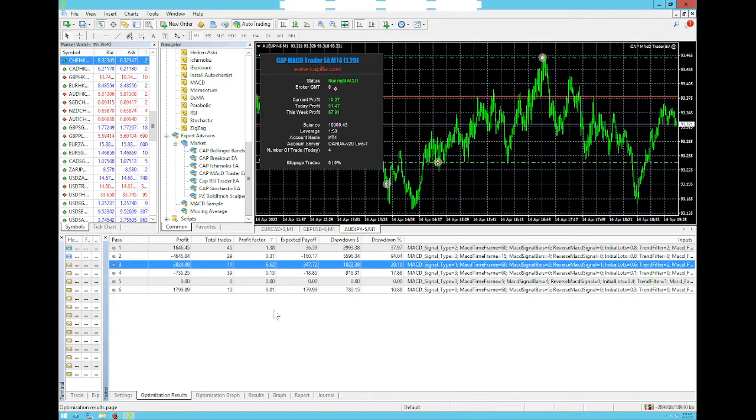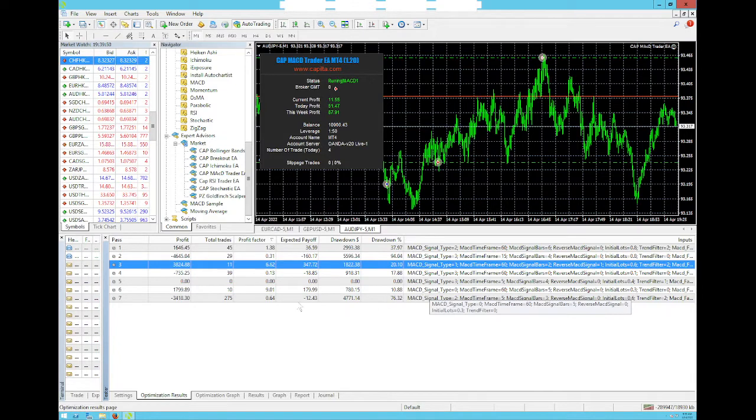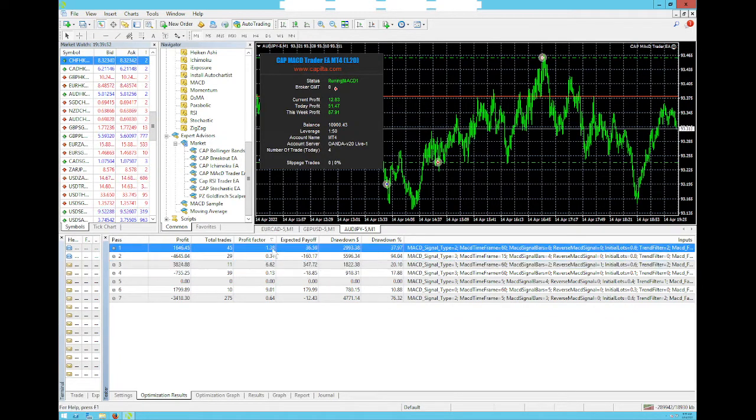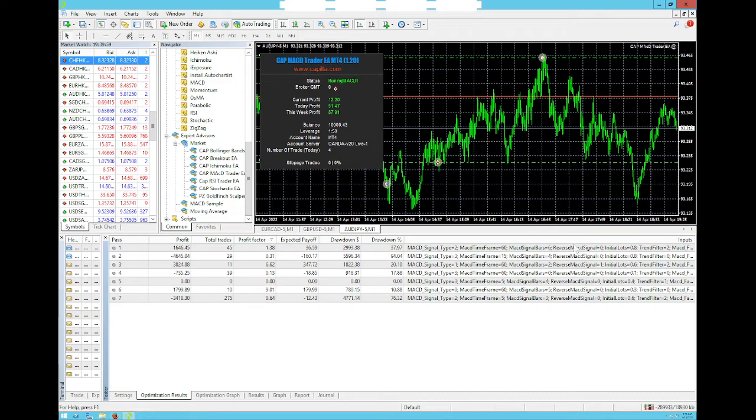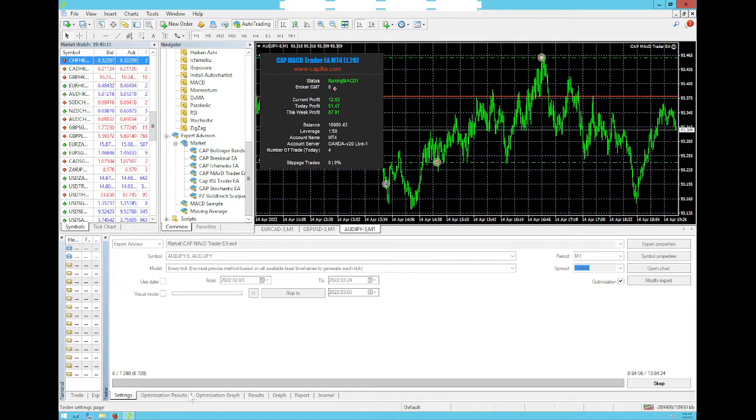So let's say, for now, that you find a perfect one. Let's say this 1.3. You don't want 1.3, obviously, but all you have to do is right click on set input parameters, and it'll put all these settings in for you, so you don't have to write them down and then copy them onto your trader, your expert properties.